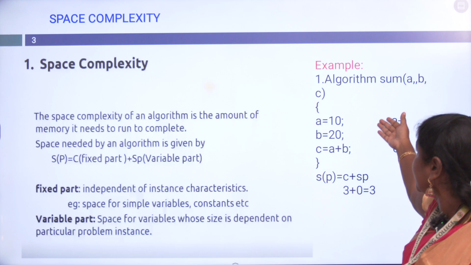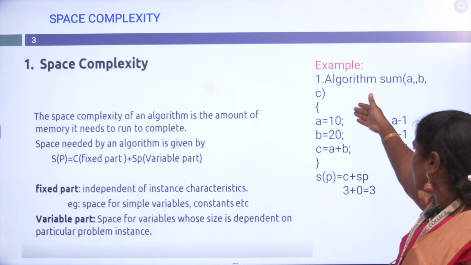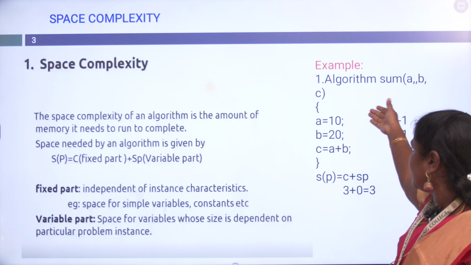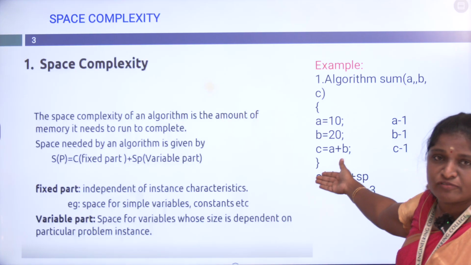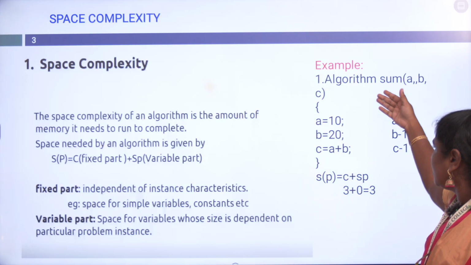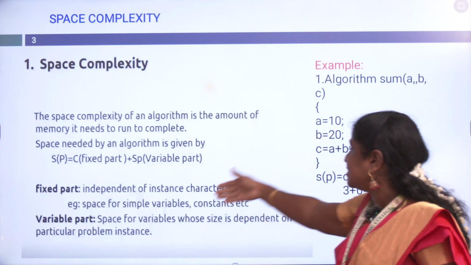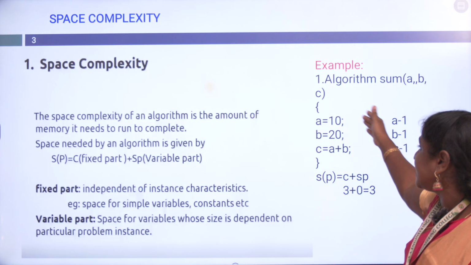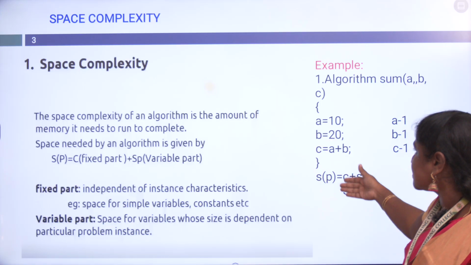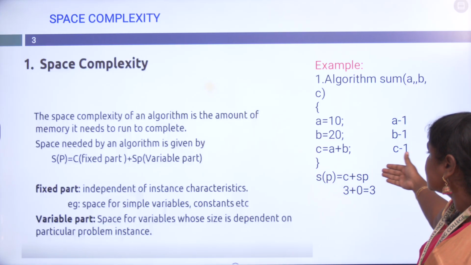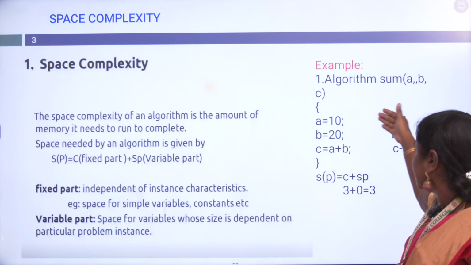For example, take the algorithm for the sum of A, B, C. Here we do the declaration, that means we assign the value A is equal to 10, B is equal to 20, and we calculate C is equal to A plus B. While assigning a variable, it takes 1 unit. So it comes under the fixed part. Further calculation cannot be done. So we calculate the space complexity by fixed part plus variable part. Each assignment value contains 1 unit.